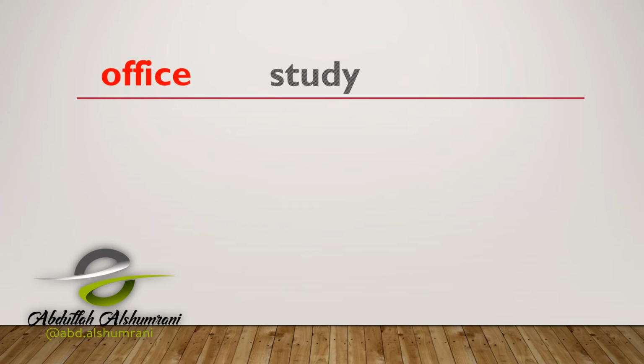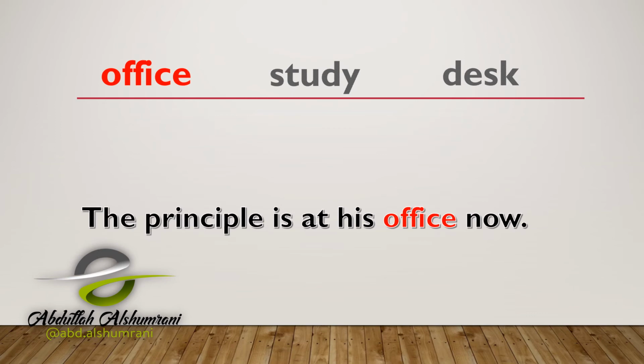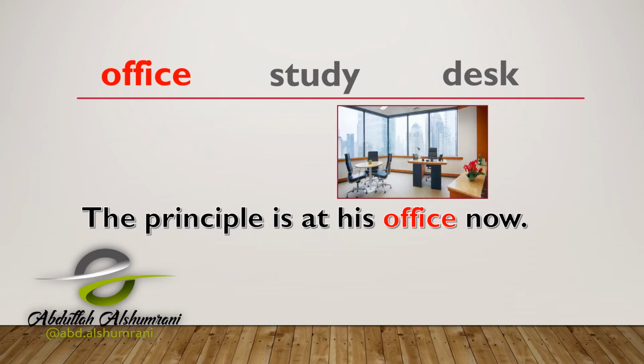Office, study, desk. Let's look at this example. The principal is at his office now. So there is a principal, a manager. A manager is usually a term used with work. So office is a place where the manager or someone sits at his workplace, something like this picture. So this is at a workplace.